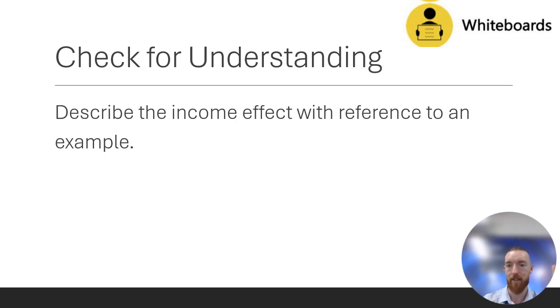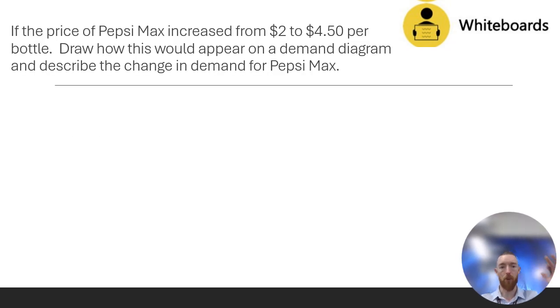Now, to test you drawing these diagrams, I need you to now draw a demand curve for the market for Pepsi Max. And if the price increased from $2 to $4.50, I need you to draw how this would appear on a demand diagram and describe the change in demand for Pepsi Max. I'm going to give you 4 minutes to do that. And now that hypothetical 4 minutes has passed, once again, hopefully you're pausing in between these things. Otherwise, that is not enough time to do things.